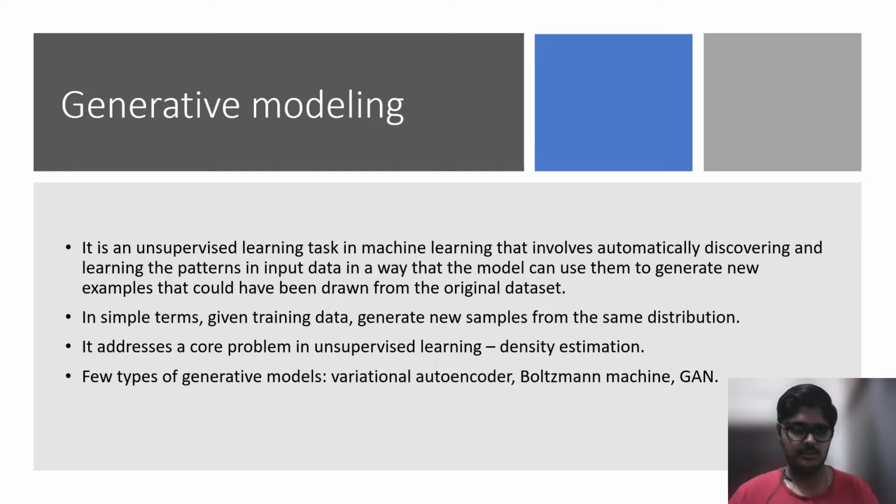It is an unsupervised learning task in machine learning that involves automatically discovering and learning the patterns in input data in a way that the model can use them to generate new examples that could have been drawn from the original dataset. In simple terms, given training data, generate new samples from the same distribution. It addresses a core problem in unsupervised learning, that is density estimation. A few types of generative models are variational autoencoders, Boltzmann machines, and GANs.